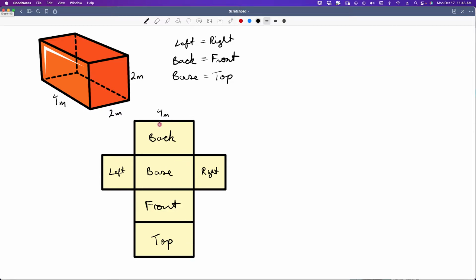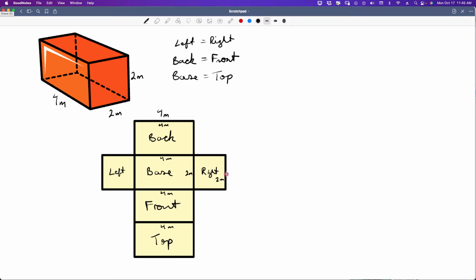So the back is going to be 4 meters wide. The base is 4 meters wide. The front is 4 meters wide. And the top is 4 meters wide. Now the width or the depth here is 2 meters. So that means that the base, that's the 2 meter base here. So that means this right side, this is 2 meters.